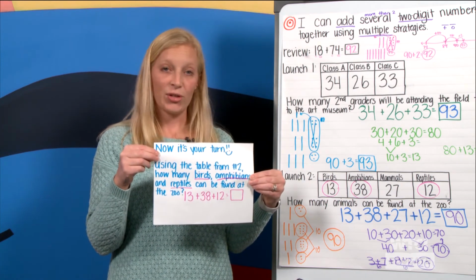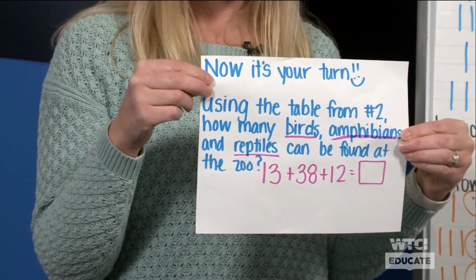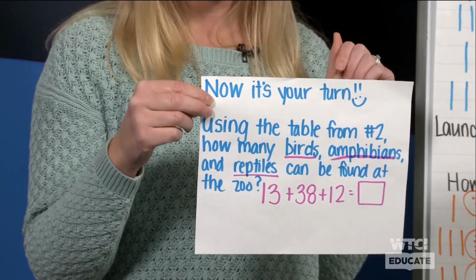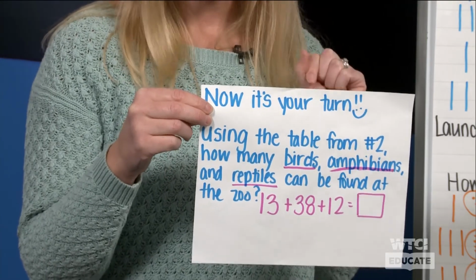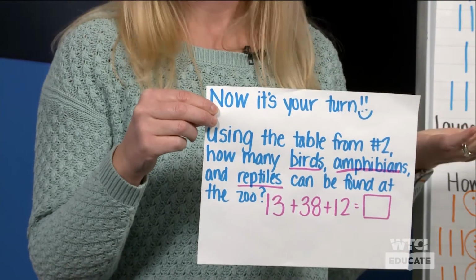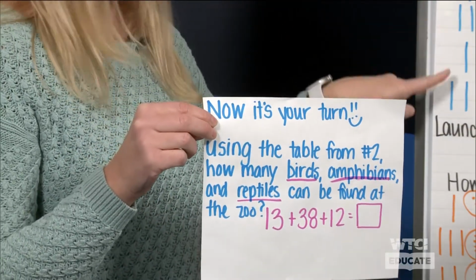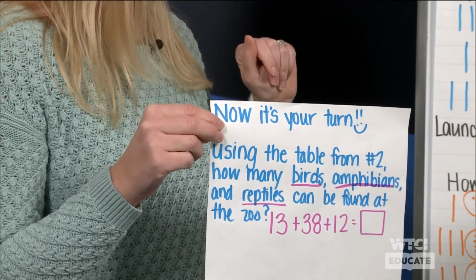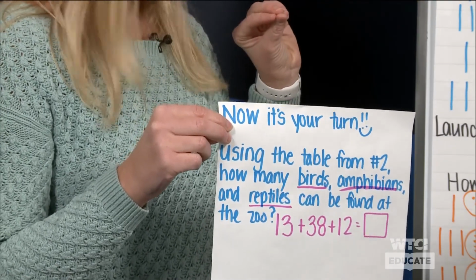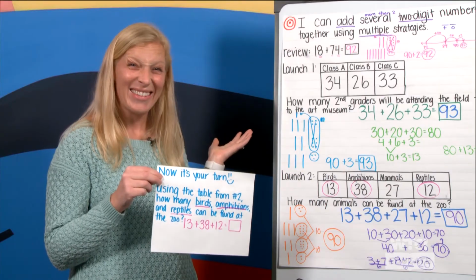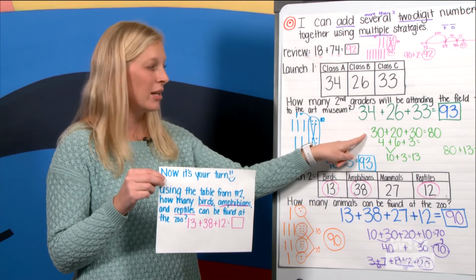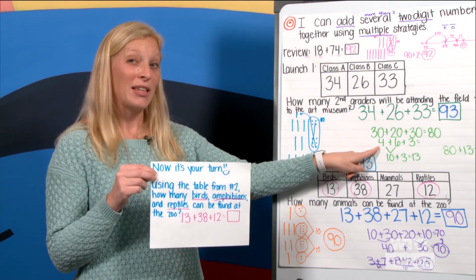13 plus 38 plus 12 equals. Now, I know that your families at home are going to want to see you decomposing these numbers to make them easier to add. So, whether you are drawing them out with your base 10 blocks and grouping together your 10s and your 1s, or maybe you're just writing the numbers from this equation and you're breaking out your 10s and your 1s to make them easier to add.